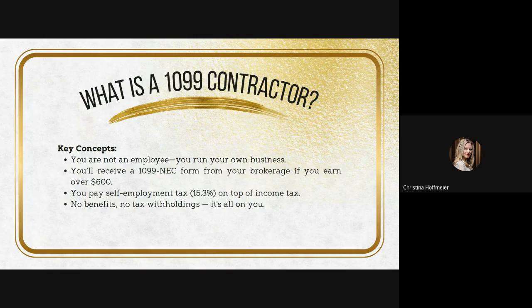You have to pay self-employment tax, which is about 15.3% on top of your income tax, depending on certain situations. And there's no benefits and no tax withholdings. It's all on you. So as a 1099 contractor, we're not withholding any taxes from your pay. So your pay is your gross pay.